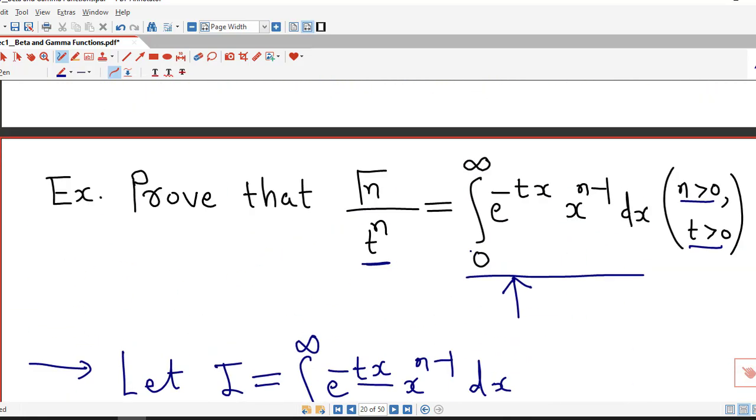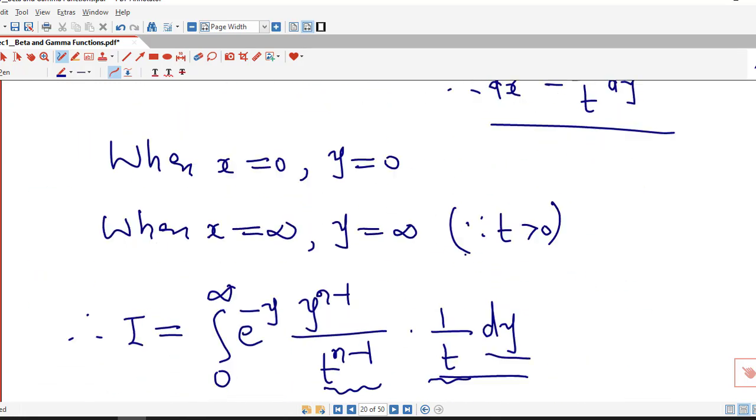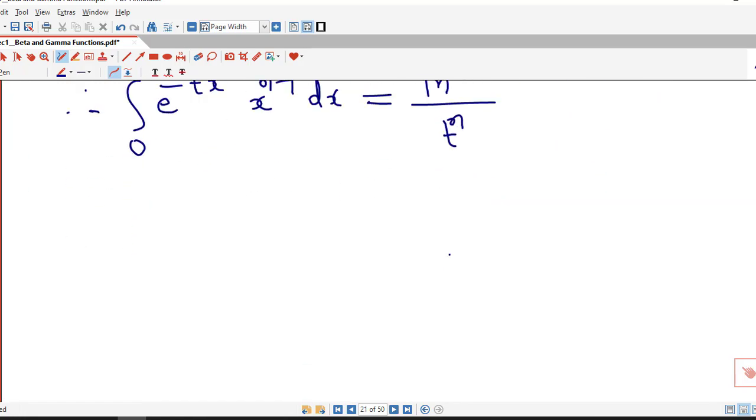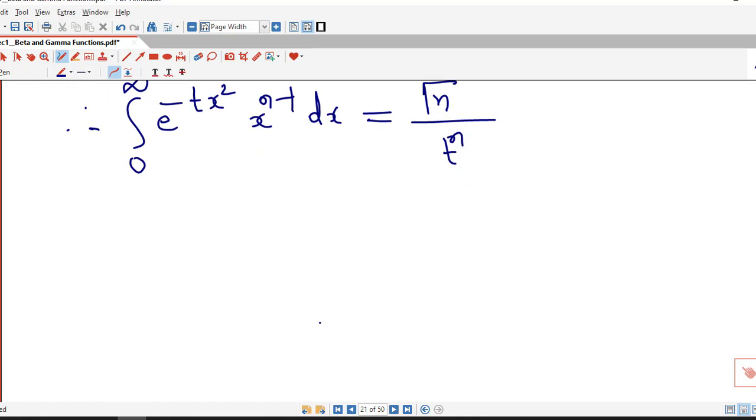Okay, so in this way we can use different properties of gamma function to evaluate certain types of improper integrals. So I hope you like this lecture. Thank you very much.